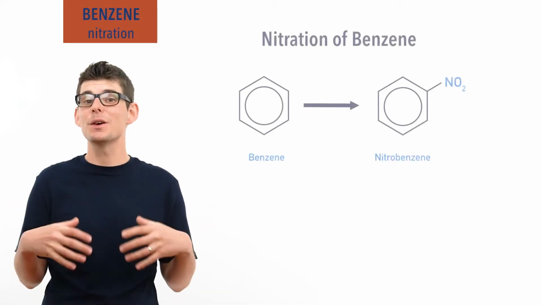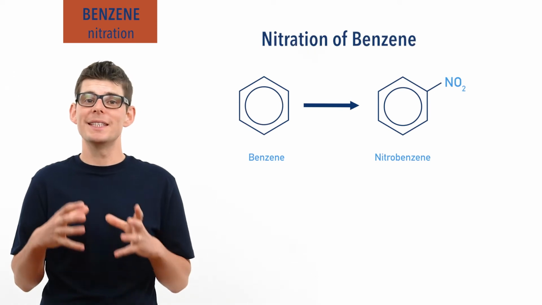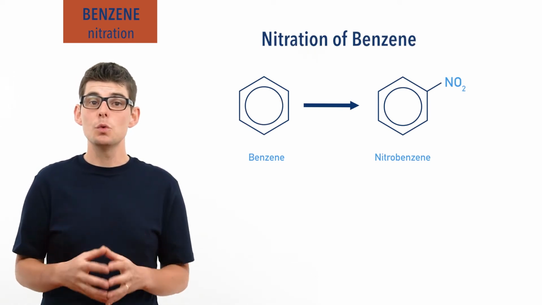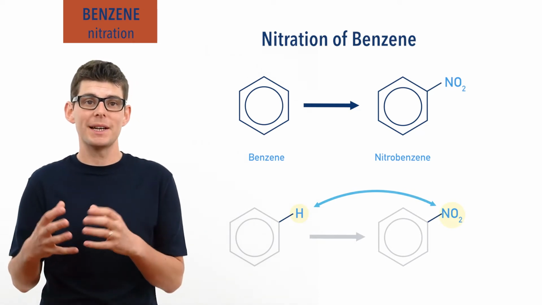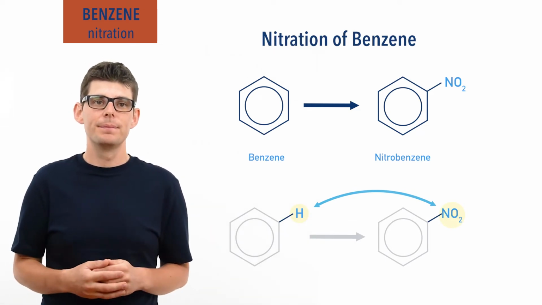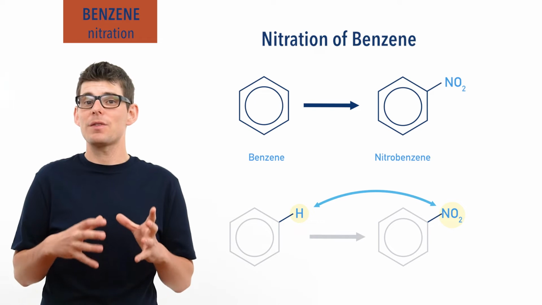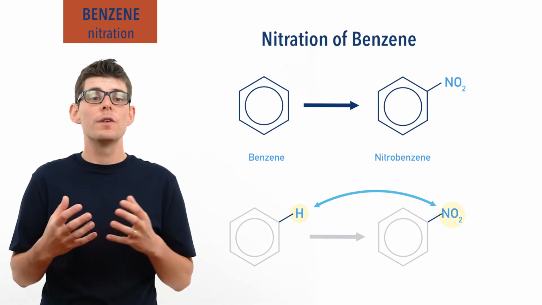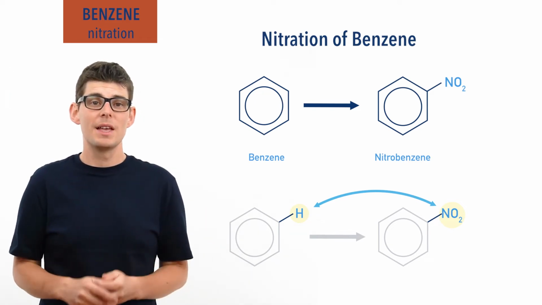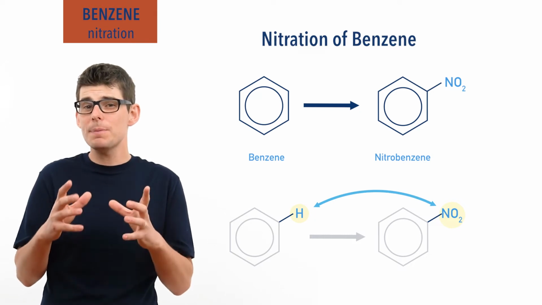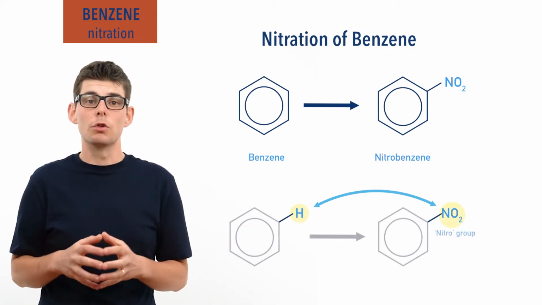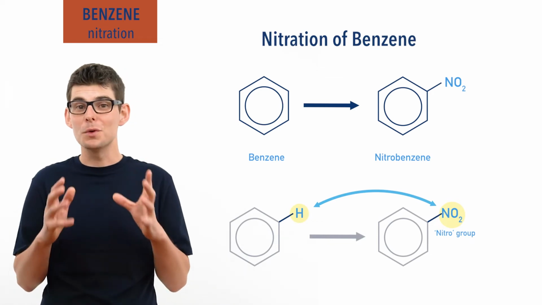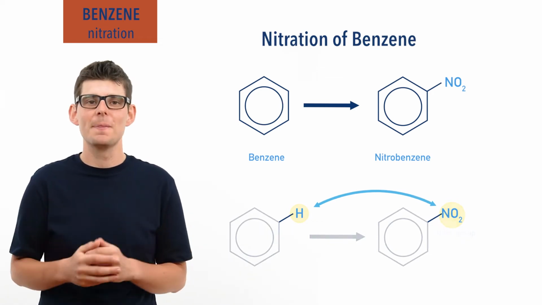When benzene undergoes nitration, nitrobenzene is formed. An NO2 or nitro group is substituted for a hydrogen bonded to a carbon atom in the benzene ring. We know that benzene reacts via electrophilic substitution following a standard mechanism. The key area of focus of this particular reaction is how we generate the NO2 or nitro group electrophile, although you do also need to be able to know the mechanism as well.